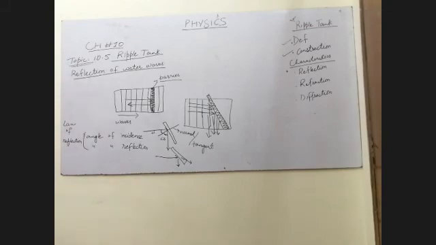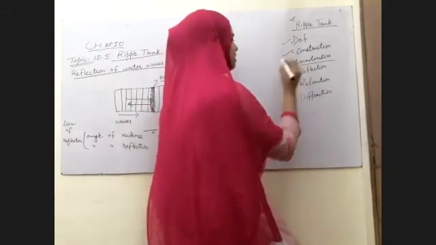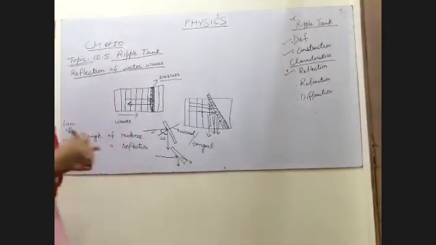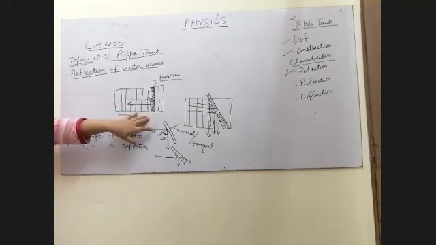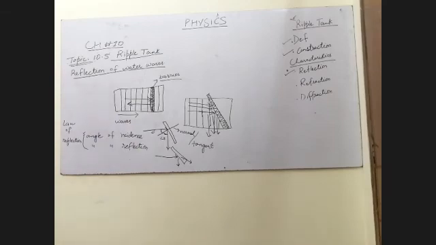They bounce back into the first medium such that the angle of incidence is equal to the angle of reflection. So this is the reflection of water waves. In our next lecture, we will see what refraction and diffraction are and what the speed of water waves in the medium is. Any confusion or any question?